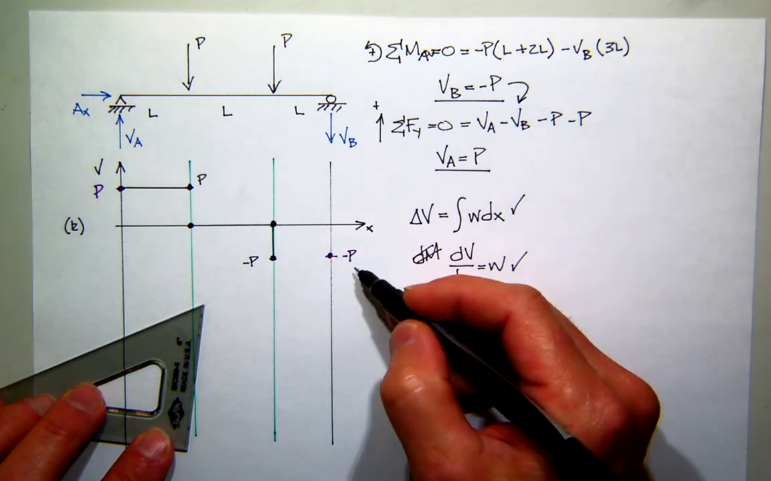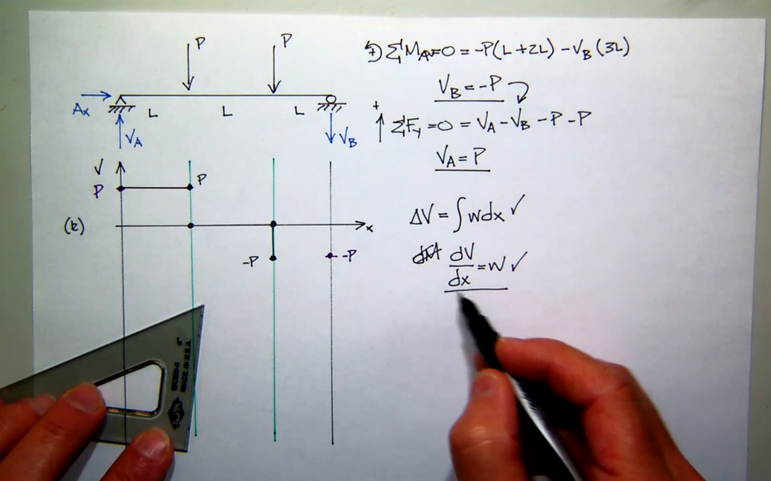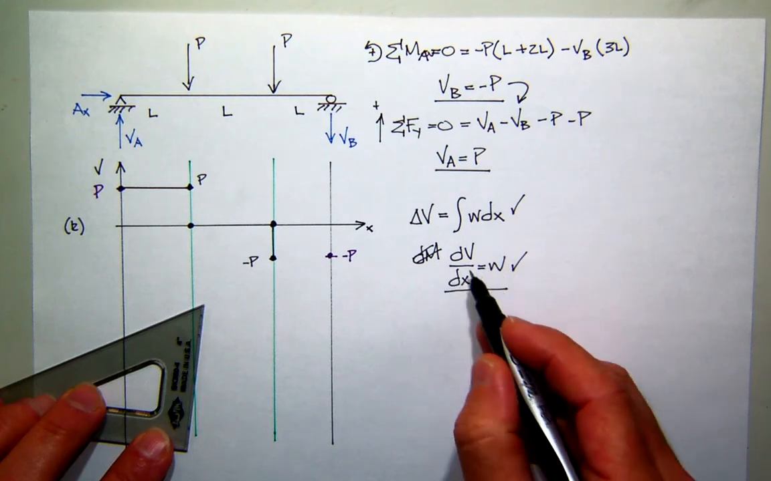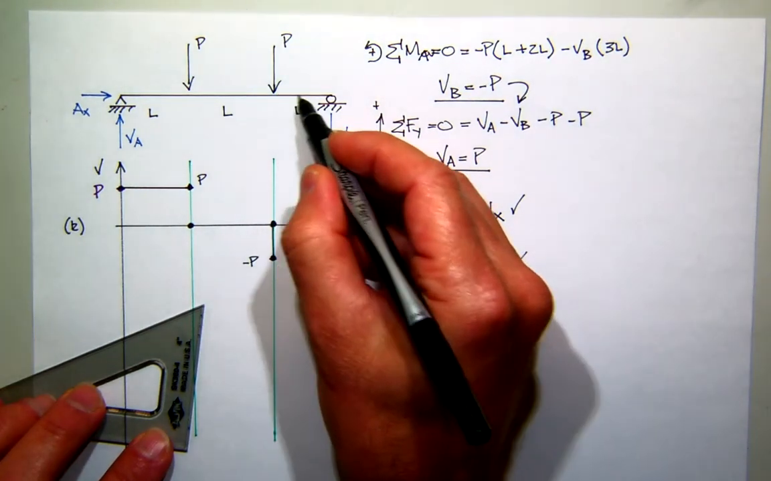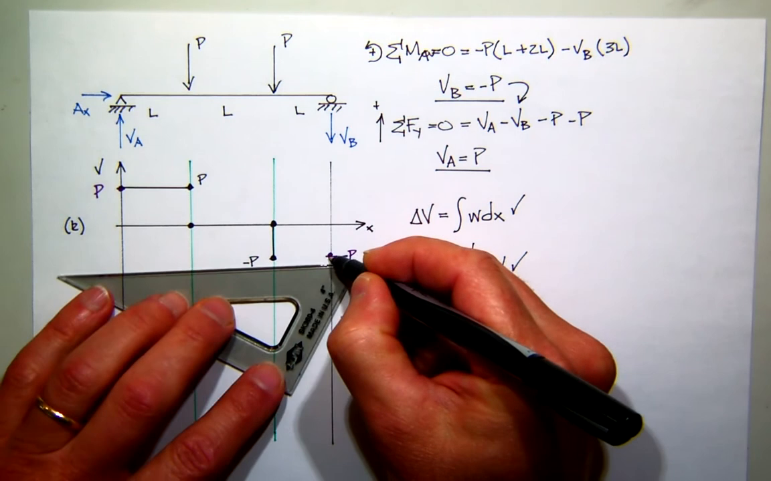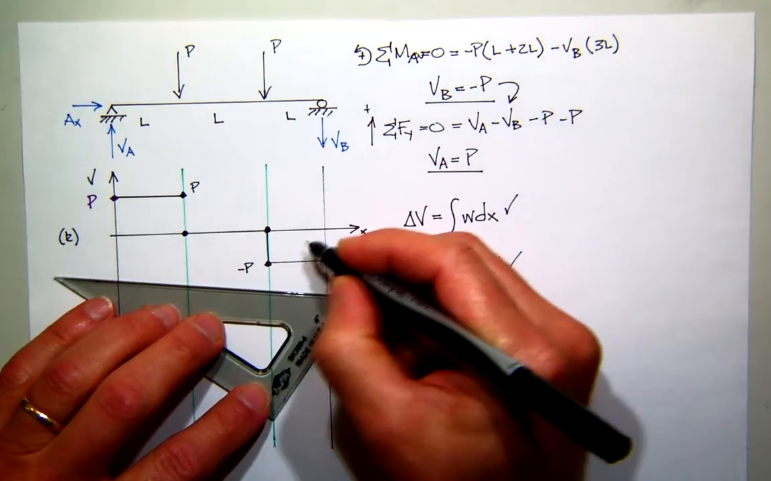What's the shape of the curve in between? It's given by this expression. It says the slope is equal to the load. What is the load? 0. There's your shear diagram.